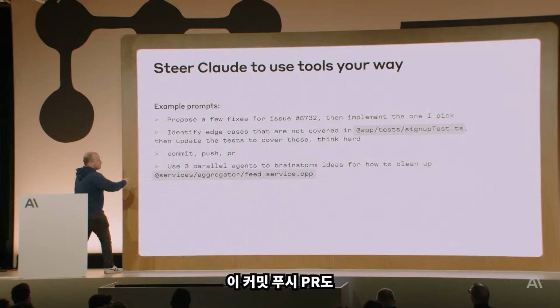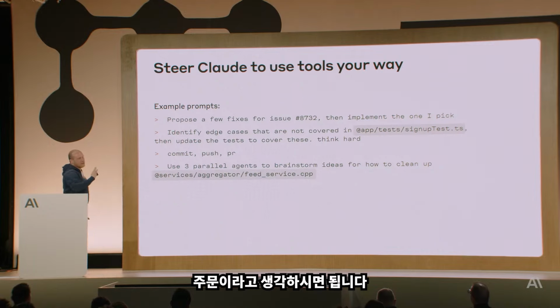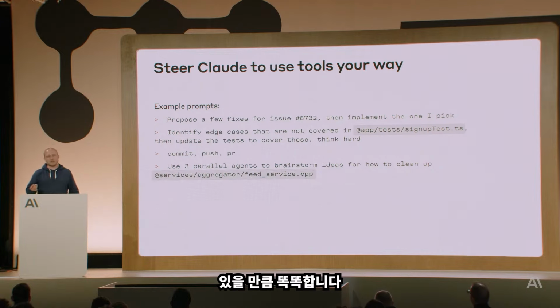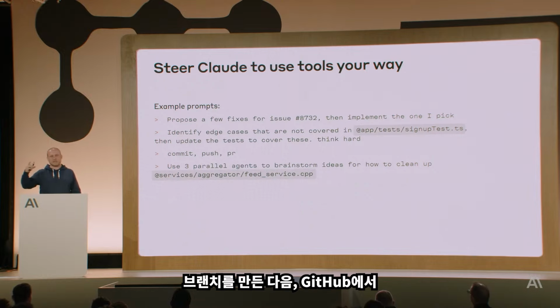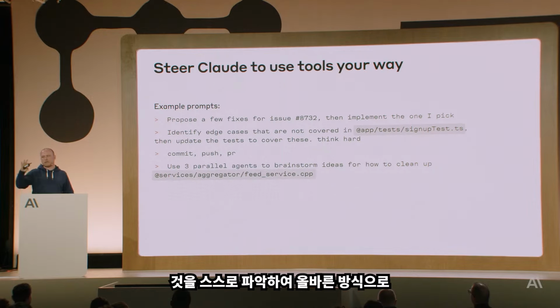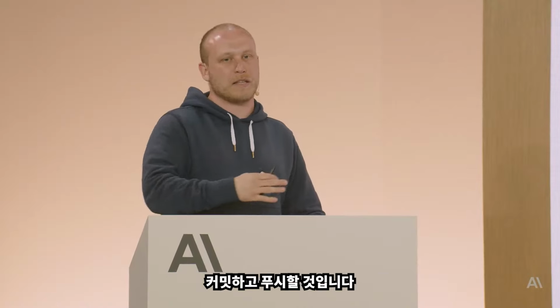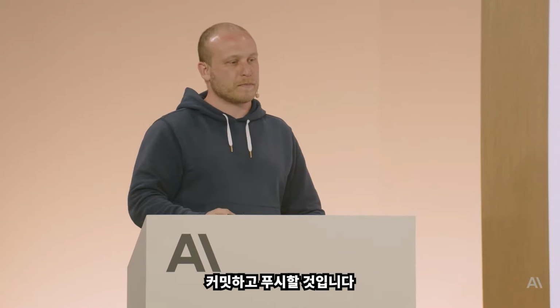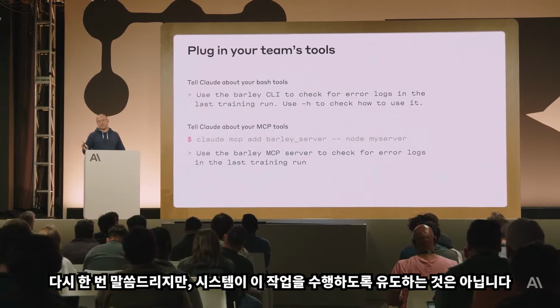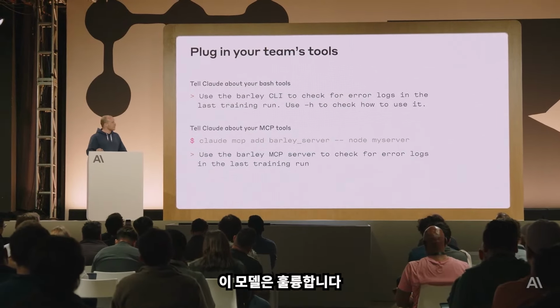I wanted to include this one too, this commit push PR. This is a really common incantation that I use. There's nothing special about it, but Claude is smart enough to interpret this. So it'll make a commit, push it to the branch, make a branch, and then make a pull request for me on GitHub. You don't have to explain anything. It'll look through the code, the history, and the Git log by itself to figure out the commit format and all the stuff, and it'll make the commit and push it the right way. Again, we're not system prompting it to do this. It just knows how to do this. The model is good.